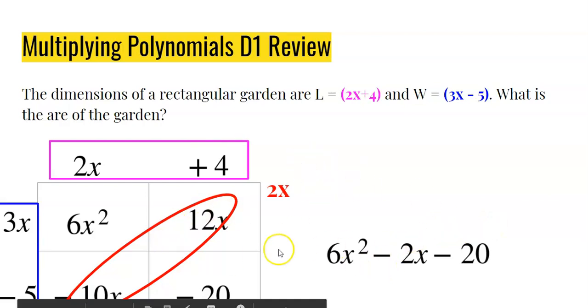Once again, we're going to do a similar box method, except this time, instead of doing binomial by binomial, we're going to do a binomial by a trinomial, a three-term expression. So instead of doing a 2x2 box, we're going to do a 2x3 box. But we'll see more examples during class.